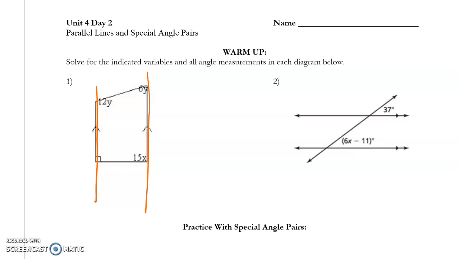So if I focus on, I'll make this one green, this transversal, now I can focus on the two angles where 12y and 6y are. Those two angles are same side interior. They're on the same side of the green line, and they're inside the two parallel lines, my orange lines. And looking at them, they don't look like they're equal. Anytime you've got the same side interior or exterior, we're going to have the case that they are supplementary or add to 180 degrees.